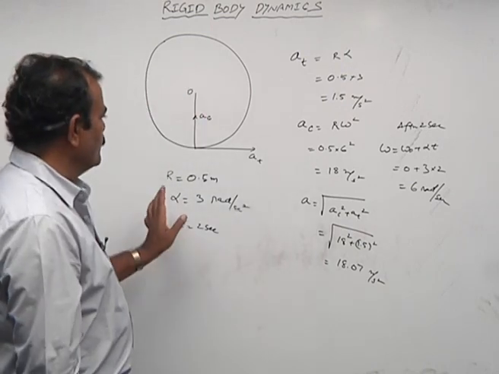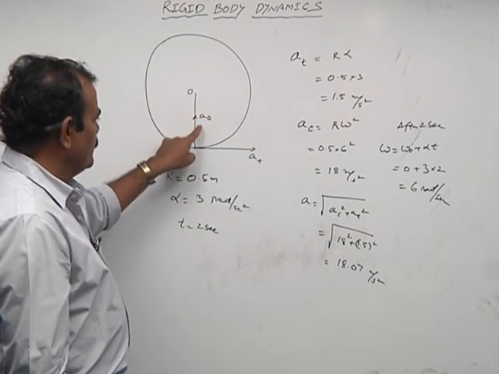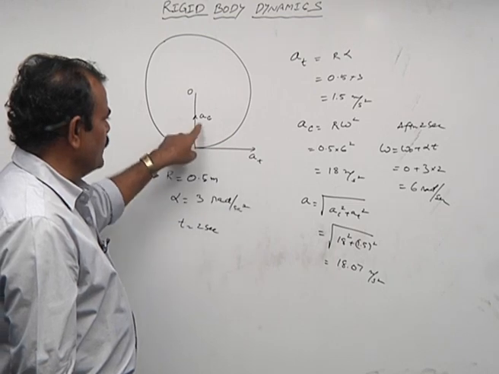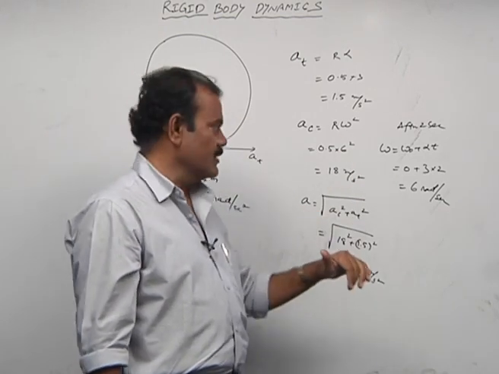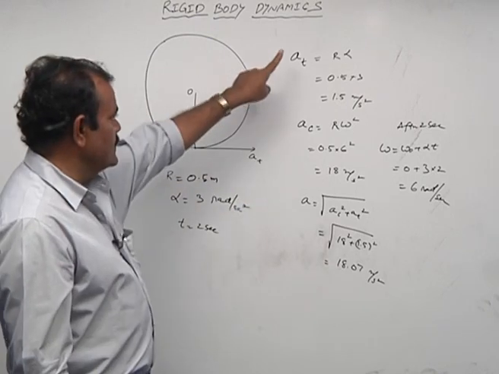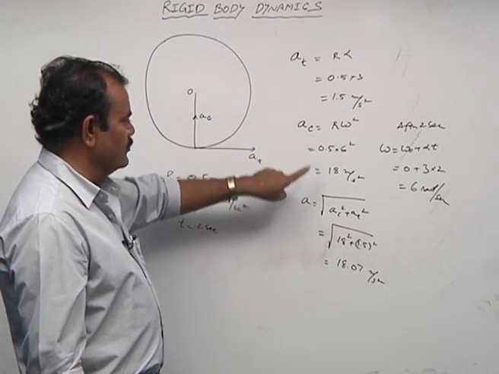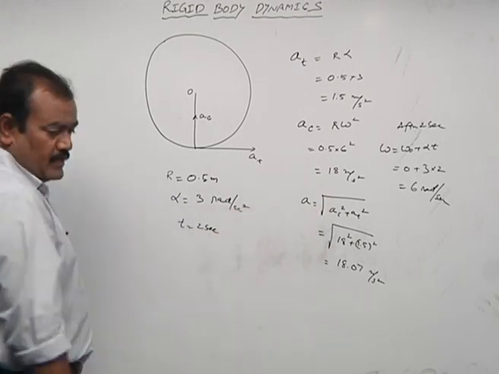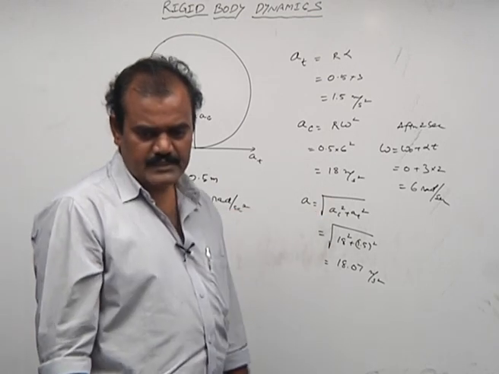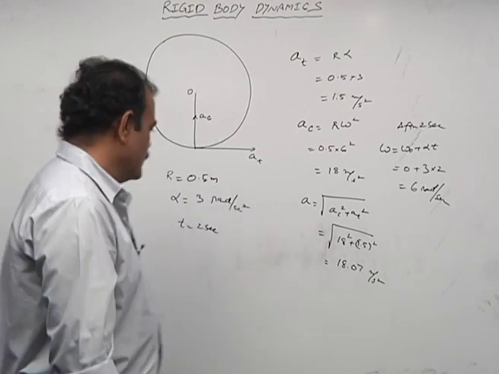Here the particle possesses two types of accelerations because it is not uniform circular motion, it is non-uniform circular motion. So there is the tangential and the centripetal acceleration, and you have to find the resultant of these two. That's all, this 10th problem is completed, and we are coming to the 11th problem.